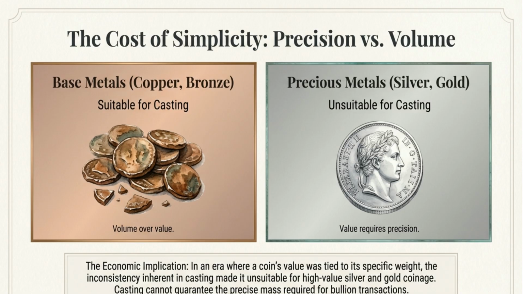Casting simplicity had a cost in precision. Base metals like copper and bronze were suitable, prioritizing volume over value. However, the inconsistency of casting made it unsuitable for high-value precious metals like silver and gold, which require precise weight control.